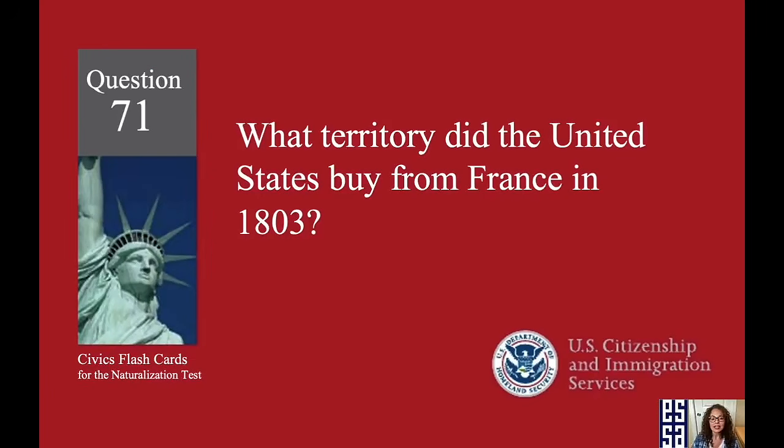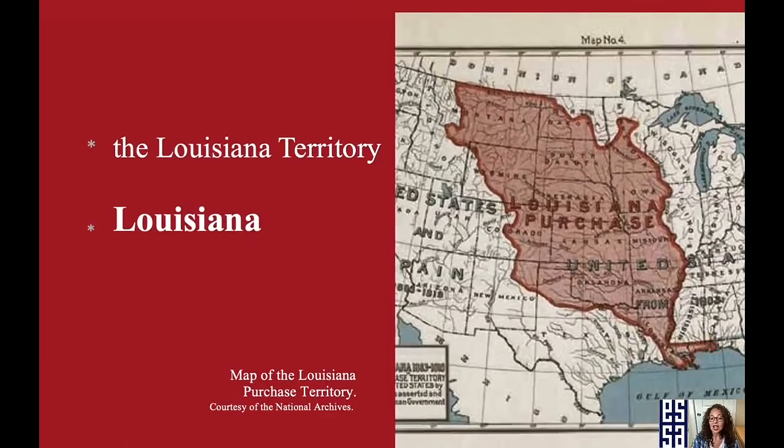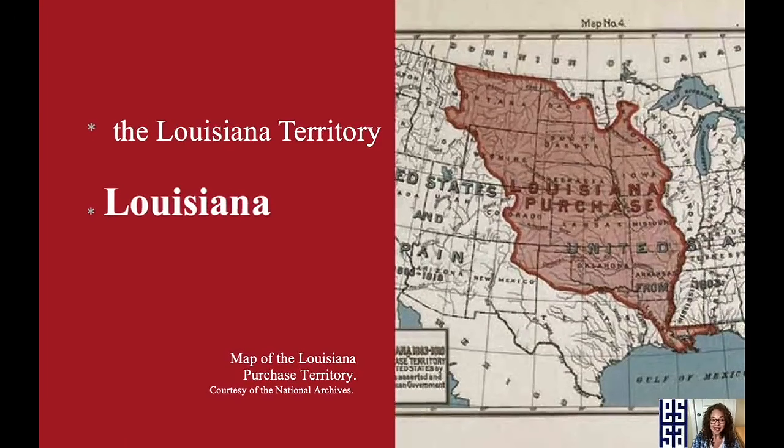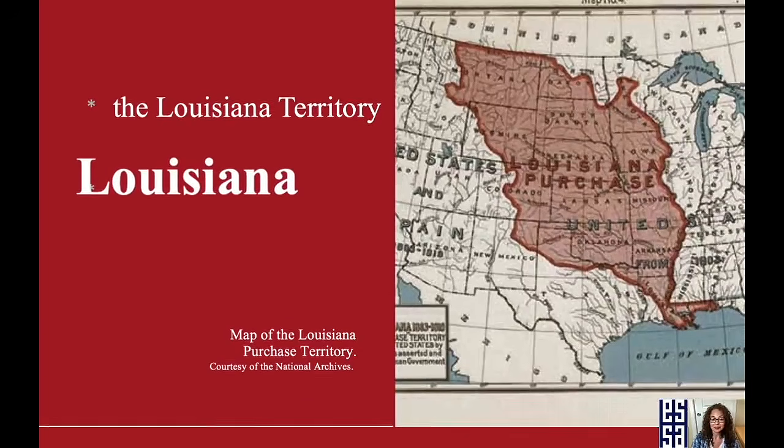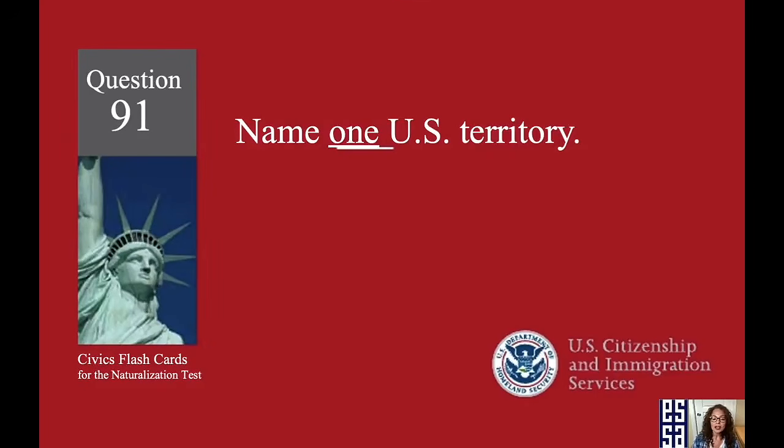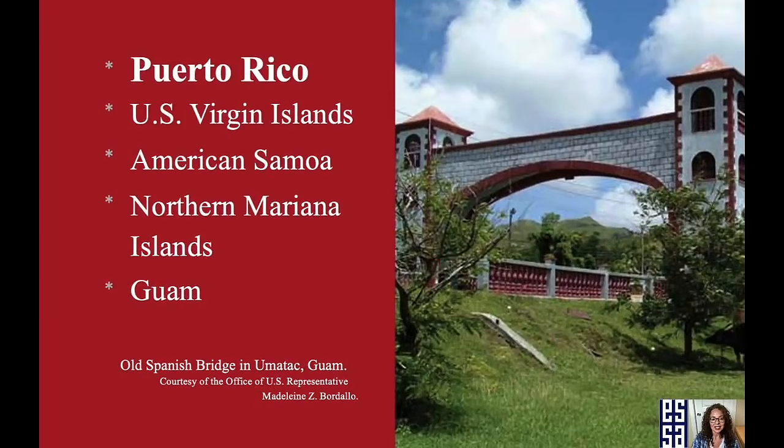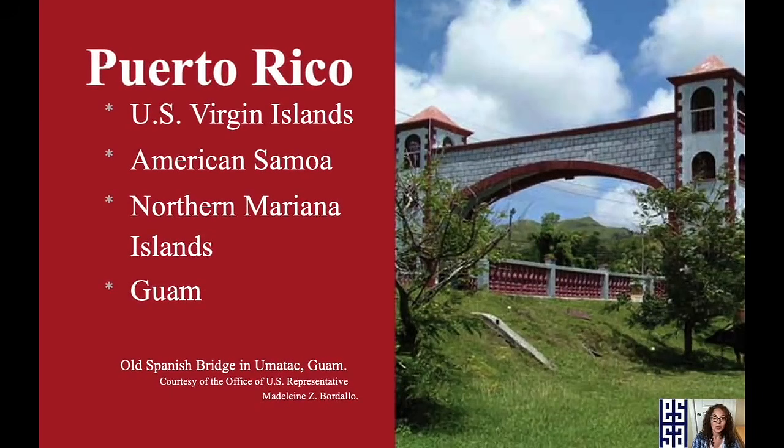What territory did the United States buy from France in 1803? Louisiana. Name one U.S. territory. Puerto Rico.